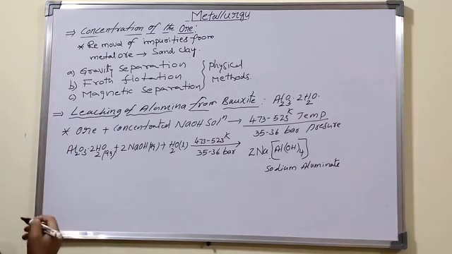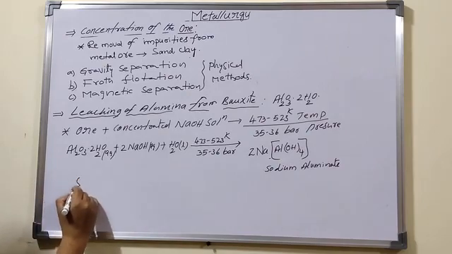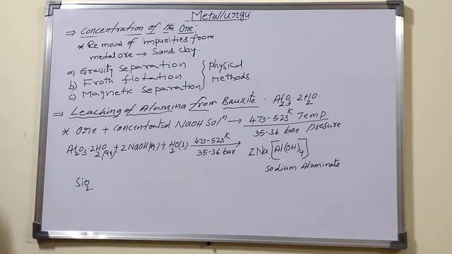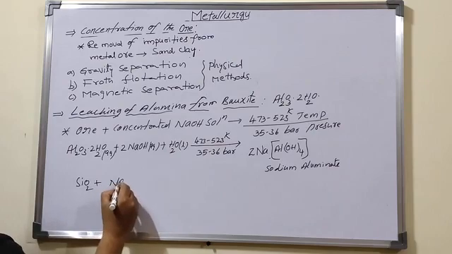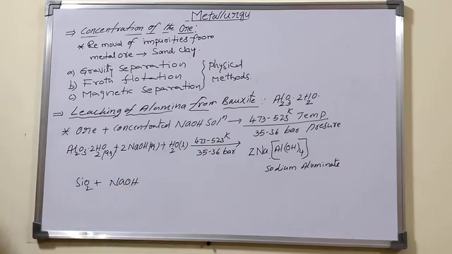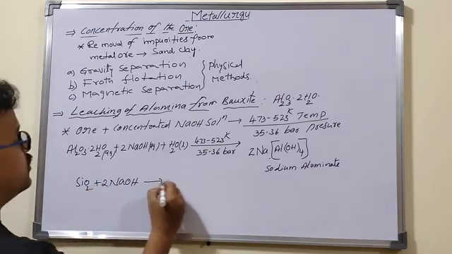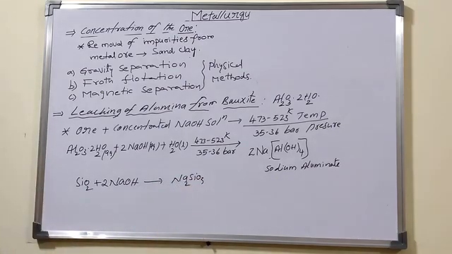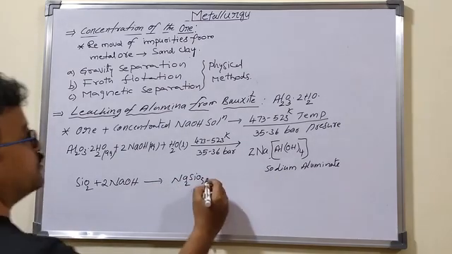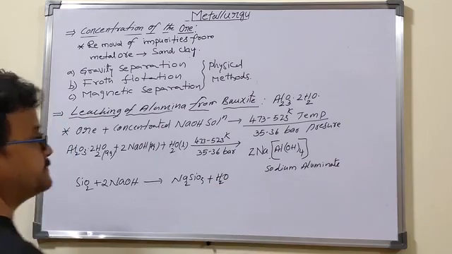And impurities such as silicon dioxide, tin oxide, iron oxides are present in this ore. If silicon dioxide is present, it reacts with concentrated sodium hydroxide and is removed as sodium silicate.